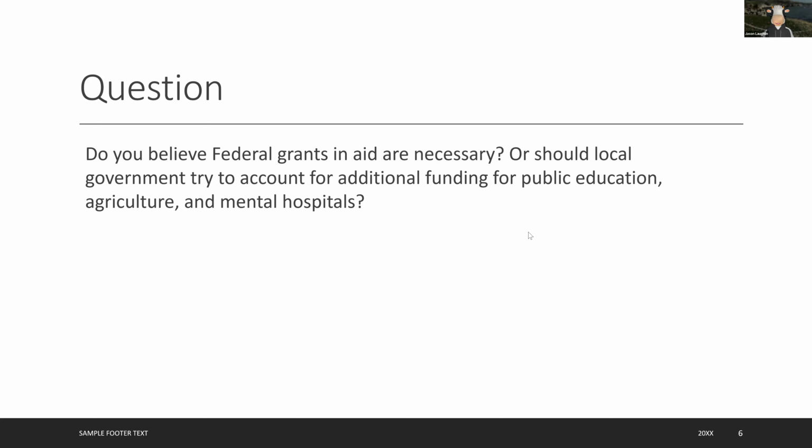I'd like to echo Taylor's words. I think that it is necessary, and local municipalities already have a lot to handle, especially in the way of infrastructure and public safety. Asking them to take on all of these other extras is just not feasible. Yeah, that's a great point, Jason.